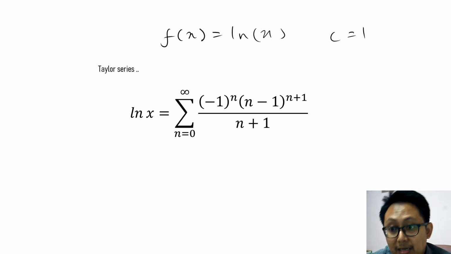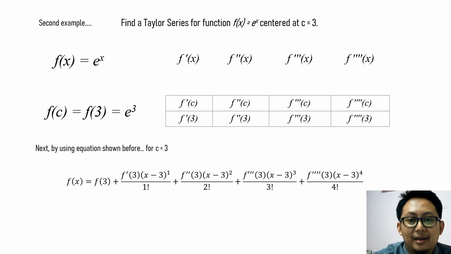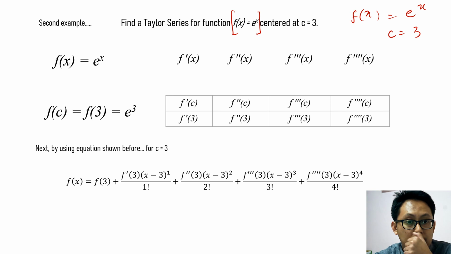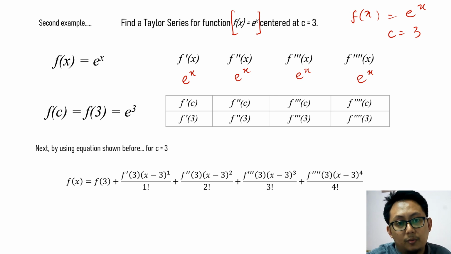Next, you can check another example. It looks a little bit scary, but actually it's a simple one. Because we are using the exponential, the function f(x) is equal to e to the x with c equal to 3. Now we differentiate e to the x. If you remember, when we differentiate the exponential, it stays the same, because we differentiate the inside, which is x, so the derivative becomes 1. It's still the same, differentiating again several times.